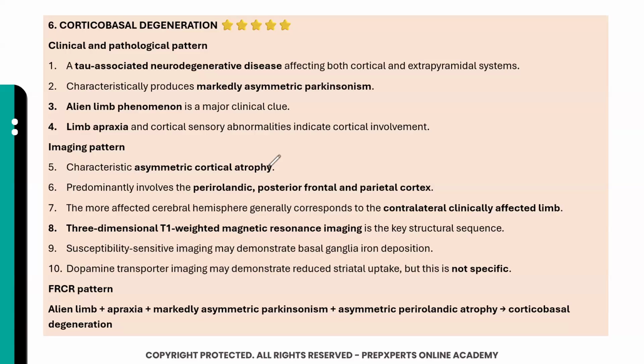Characteristic on imaging, you will see asymmetric cortical atrophy. One area of the cortex is more atrophic as compared to the other one. Predominantly, structures involved are the perirolandic area, posterior frontal, and parietal. We need to learn that. Frontotemporal dementia has anterior temporal and frontal involvement. This has posterior frontal and parietal cortex. The more affected cerebral hemisphere generally corresponds to the contralateral clinically affected limb. This is the alien limb. So if the right cortex is involved, the left limb will be the alien limb.